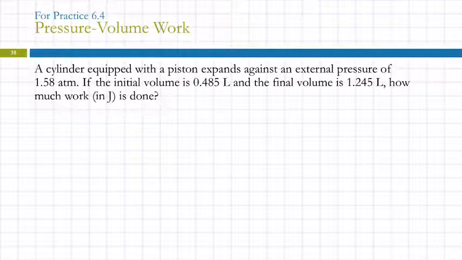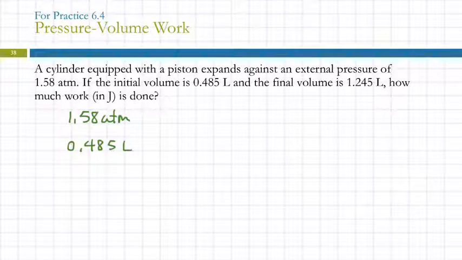Another cylinder. Cylinder equipped with a piston expands against an external pressure of 1.58 atmospheres. If the initial volume is 0.485 liters, the final volume is 1.245 liters. How much work in joules is done? Notice they're specifying the unit here. Well, let's pull the numbers out. So we've got 1.58 atmospheres, and we've got 0.485 liters, and we have 1.245 liters.